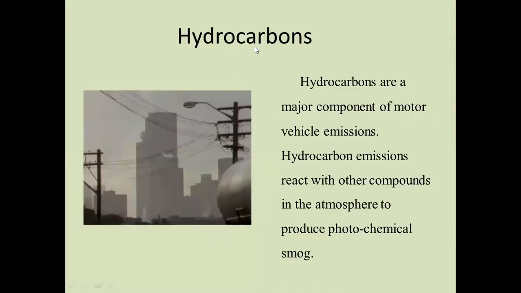So in the next slide we can see a photographic image of hydrocarbon emission present in the atmosphere. This image shows photochemical smog. Generally, hydrocarbon emission is a major component of motor vehicle emissions. The hydrocarbon emission reacts with other components of the atmosphere, and we get photochemical smog.